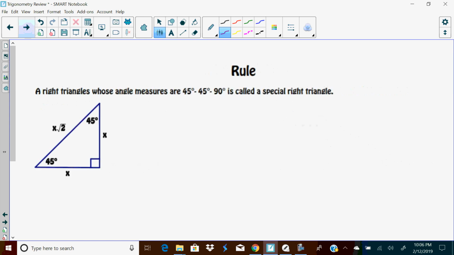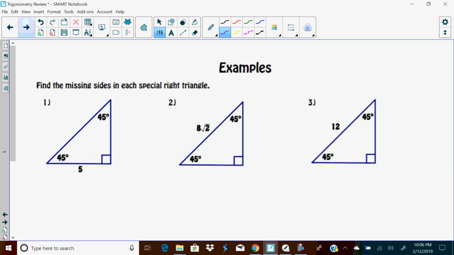The next special right triangle is a 45, 45, 90. Special right triangle is an isosceles triangle. So these two sides are equal to each other. And then the third side is x times the square root of 2. So if I'm looking for this and I wanted to find the missing sides, I know that this is 5 and this is 5 times the square root of 2. If this is 8 square root of 2, I know that these are both 8s.